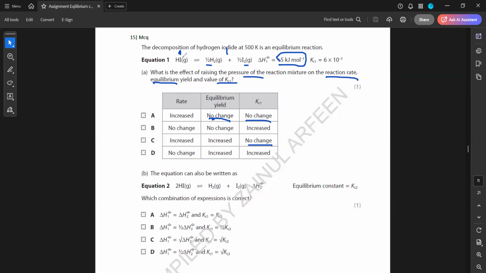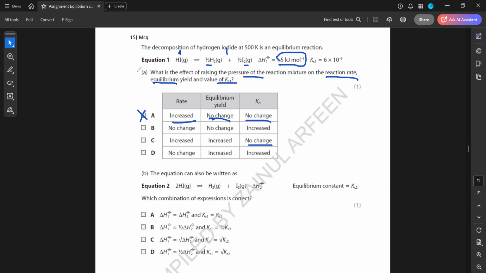And what happened to rate? The rate of a reaction is directly proportional to temperature, pressure, catalyst, surface area, concentration. So as we are increasing the pressure, the rate will also increase. Why was the yield not changing? Because the equilibrium was not shifting, as there were equal numbers of gaseous moles of reactant and product.